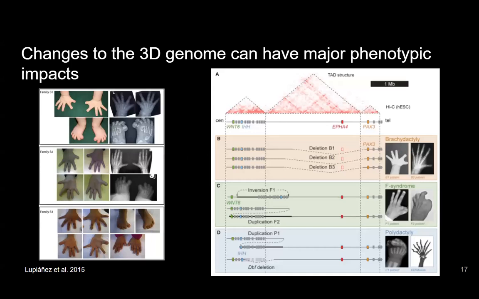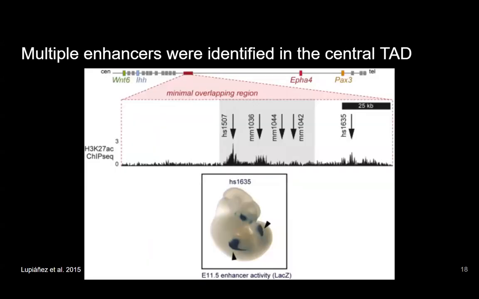And again, similar to enhancers, we've seen that changes to the 3D genome can have major phenotypic impacts. And so in this paper, they were looking at various families that again have polydactyly, and they identified variants in a TAD that appeared to be associated with this. And what they noticed is that you have some genes here that have known roles in the development of your digits, and they identified that in one case there was a deletion that would impact a TAD boundary. There's an inversion and duplication over here, and some more over here that were leading to these different dactylies.